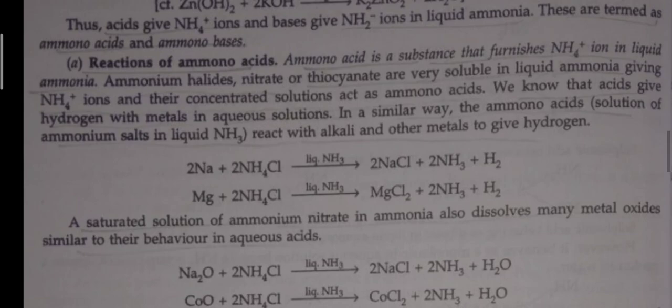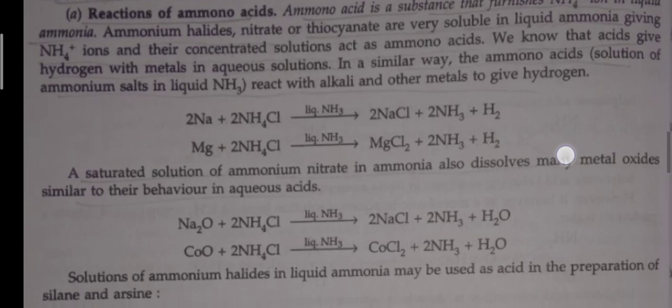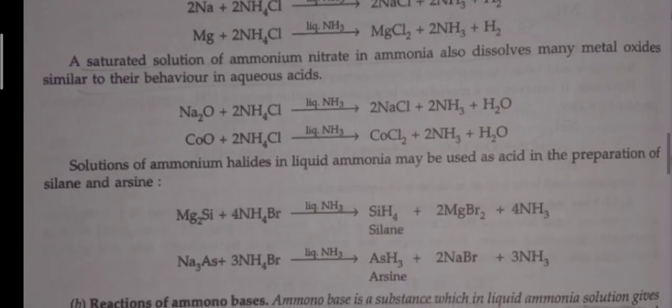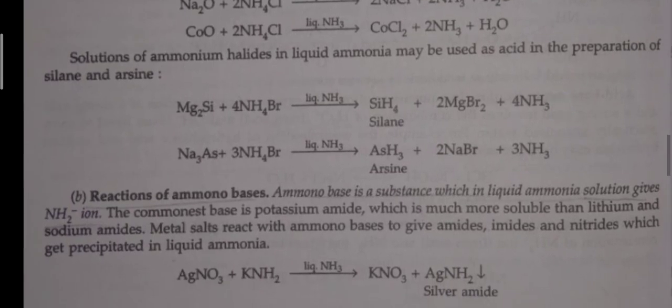Reactions of amino acids. An amino acid is a substance that furnishes ammonium ion in liquid ammonia. Ammonium halides, nitrate or thiocyanate are very soluble in liquid ammonia, giving ammonium ions, and their concentrated solutions act as amino acids. We know that acids give hydrogen with metal in aqueous solution. In a similar way, amino acids react with alkali and other metals to give hydrogen. A saturated solution of ammonium nitrate in ammonia also dissolves many metal oxides, similar to their behavior in aqueous acids. Solutions of ammonium halides in liquid ammonia may be used as acids in the preparation of silane and arsine.